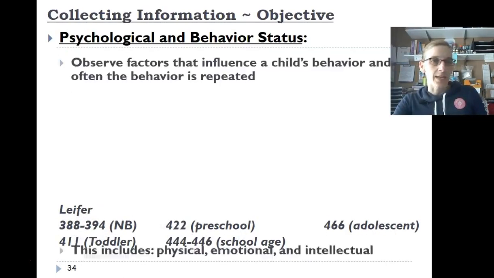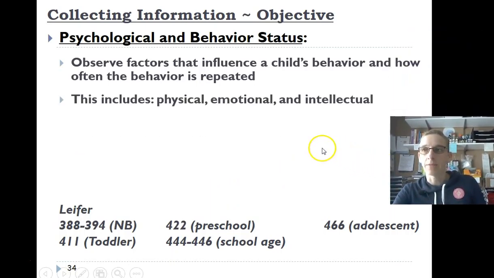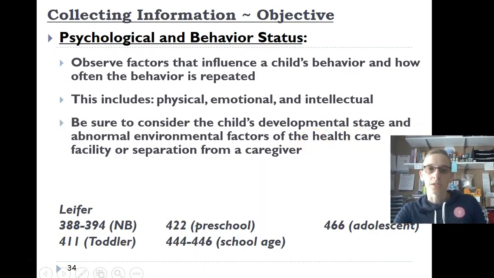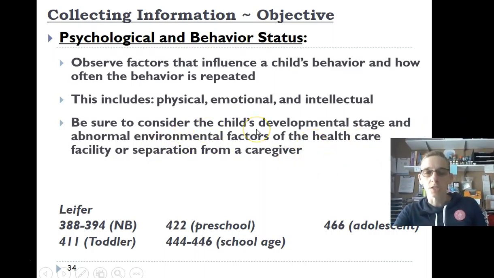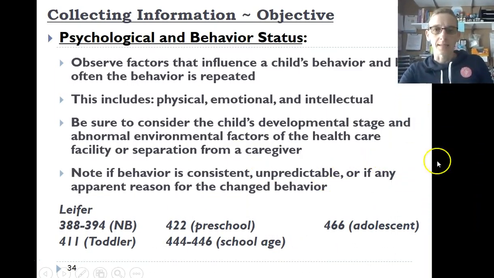psychological and behavioral status. So you're observing for factors that influence a child's behavior and how often that behavior is repeated: physical, emotional, intellectual. Be sure that you consider the child's developmental stage and abnormal environmental factors of the healthcare setting and separation from a caregiver when you're evaluating this. And note if the behavior is inconsistent, unpredictable, or if any apparent reason for the change of the behavior. Okay?